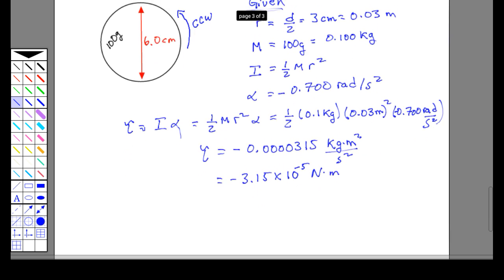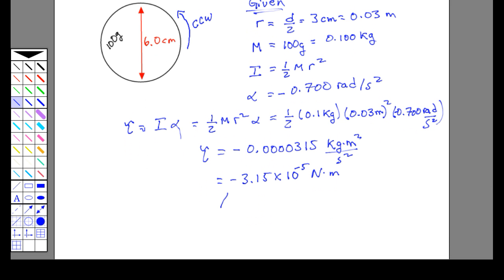Okay, so this torque, something to note here, it's negative. So that comes from the force of friction slowing it down. If we go back to our picture, I originally had our disk rotating counterclockwise, so this torque is causing a clockwise torque. So there's a force of friction.